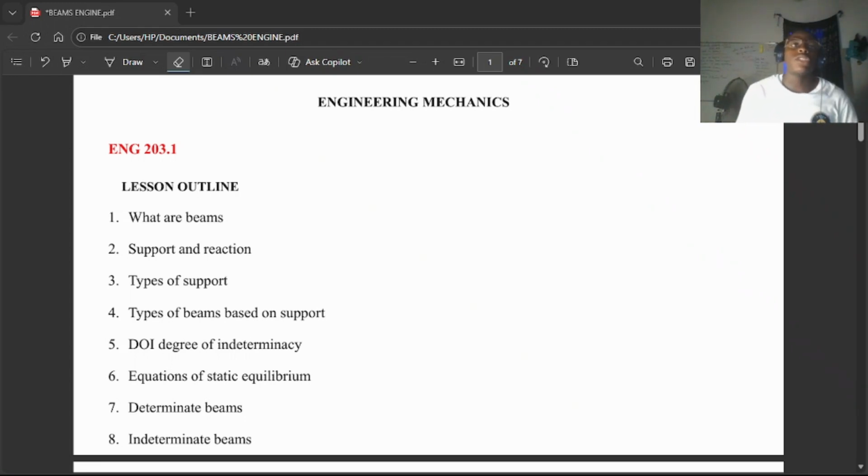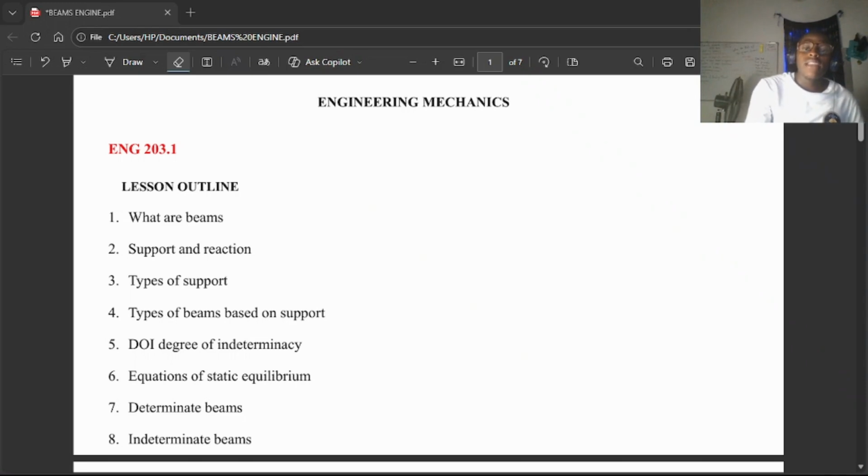Now, how will your question come? Your question comes in this manner. They will ask you, okay, we have two types of beam. Identify which of these beams is determinate, and identify which of these beams is indeterminate. So it's left for you to look at how to identify each of these beams and get your determinate beam and your indeterminate beam. Am I communicating?